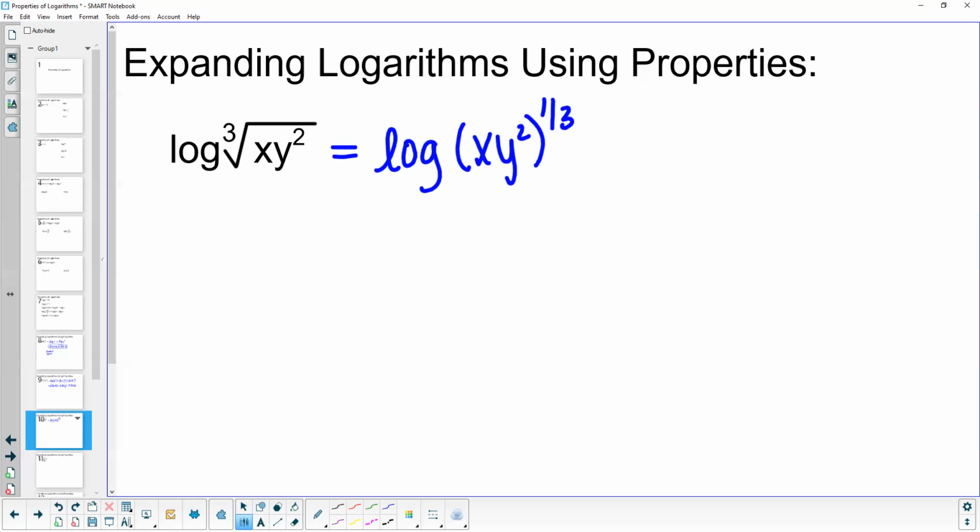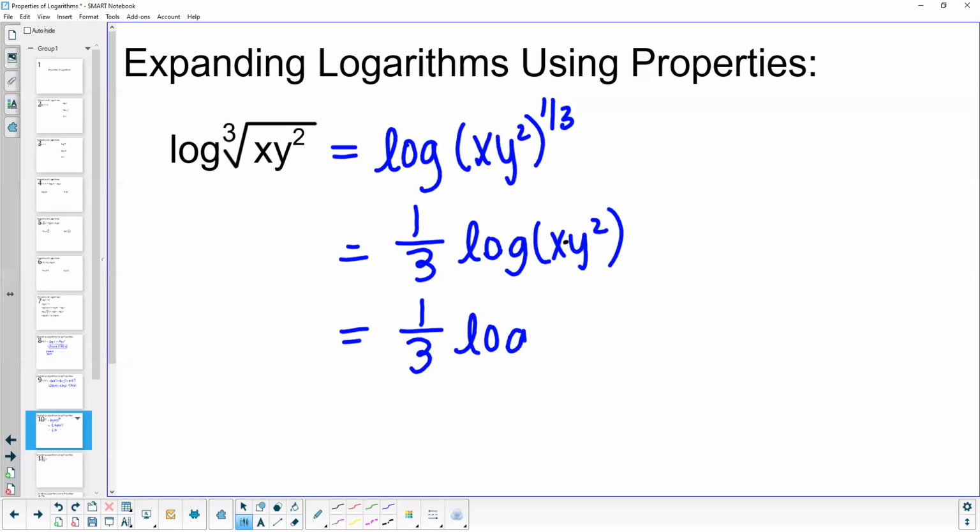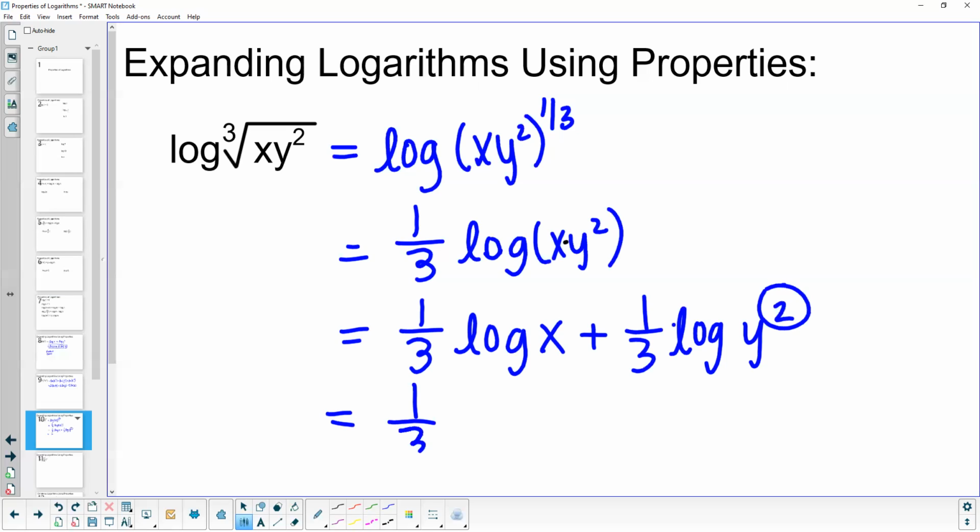Well, I'm going to start by using my power property because that 1/3 is applied to that entire product there. So this is really the same thing as 1/3 times the log of xy squared. Now our xy squared there, that is an example of a product property option. So we've got our 1/3 times the log of x plus 1/3 times the log of y squared. Notice how our 1/3 gets applied to both there because it's being multiplied by that log. Now the very last thing I want to do is use my power property one more time to get rid of this power of 2 here. And so we end up getting a 1/3 times the log of x plus 2 times 1/3 or 2/3 log of y.